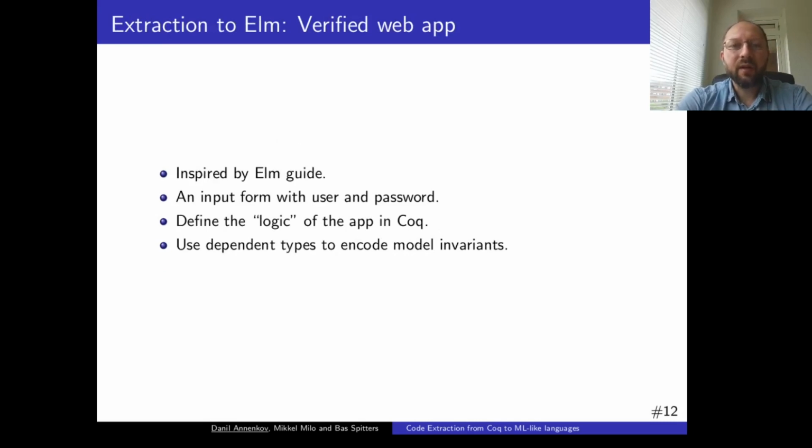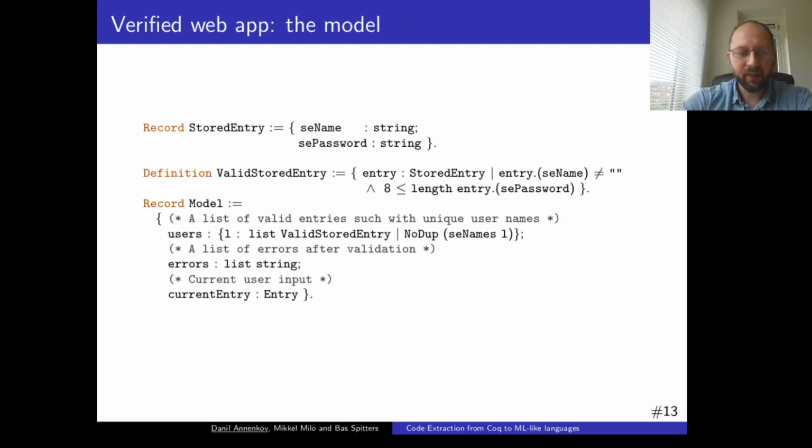So let us consider an example web application which is inspired by the Elm guide, and it can be found online as well. Basically, it's an input form with a user name and password, and it stores a list of users after performing some validation. It stores the list of users on the client side. So we define the logic of the app in Coq and use dependent types to encode some model invariants.